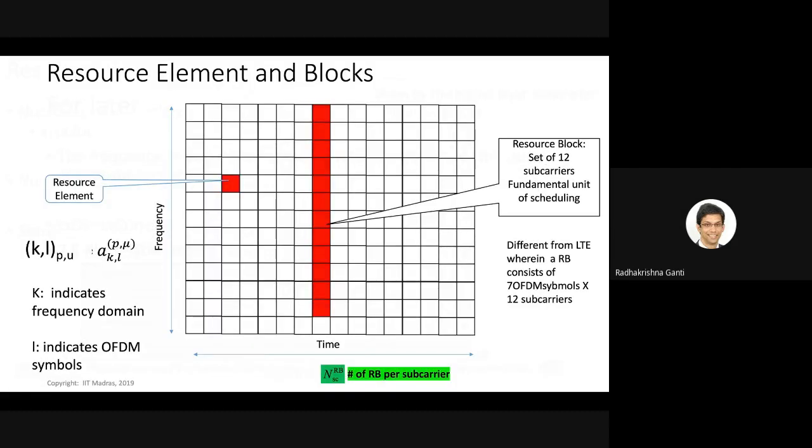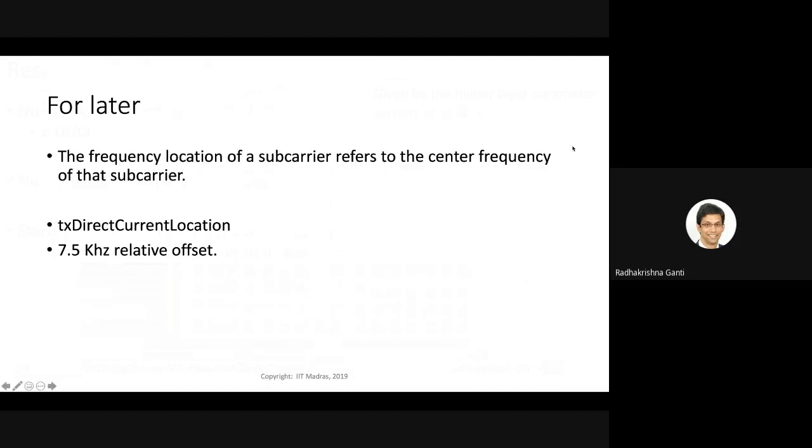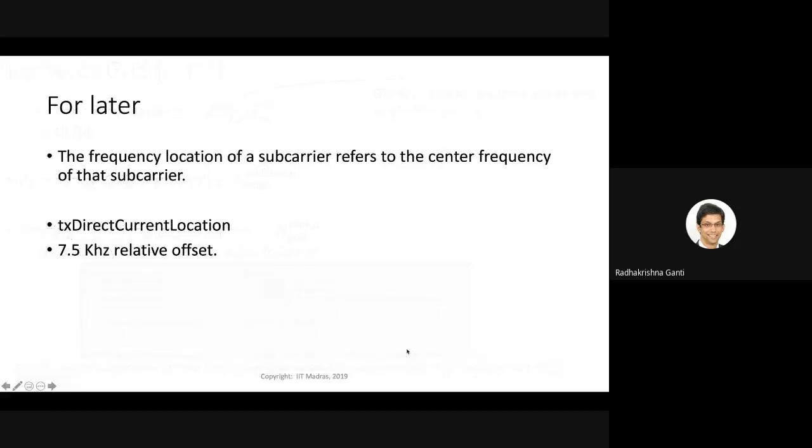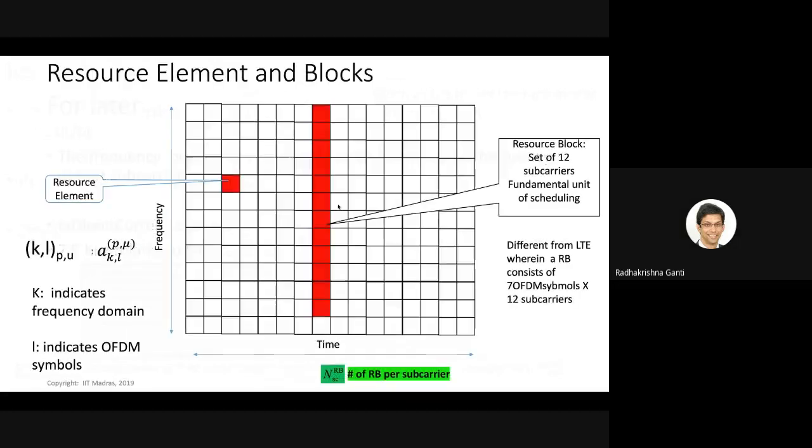Okay, so this is what it is. This is called a resource. Essentially, the finest element is called the resource element, and 12 subcarriers form something called the resource block. When we talk about resource blocks here, 12 subcarriers form a resource block. They always specify in terms of resource blocks, PRBs. But the fundamental element is a resource element, which is exactly equal to your subcarrier spacing.